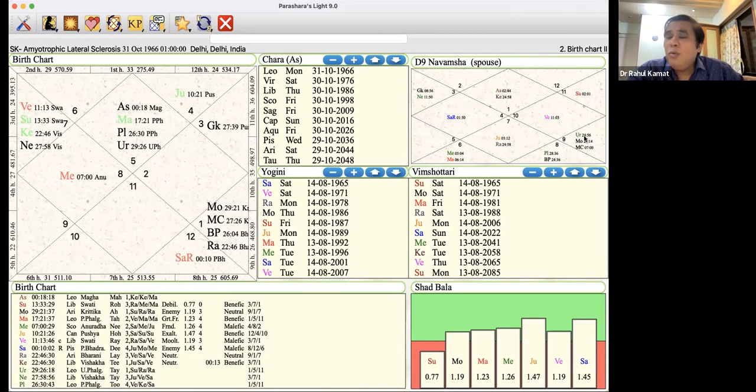So therefore, ascendant would mean the whole body or the whole well-being, and the moon would mean the emotional mind, and therefore the painful mind, as it were.